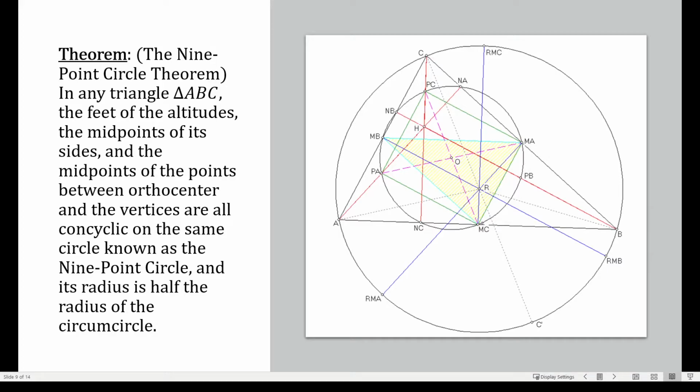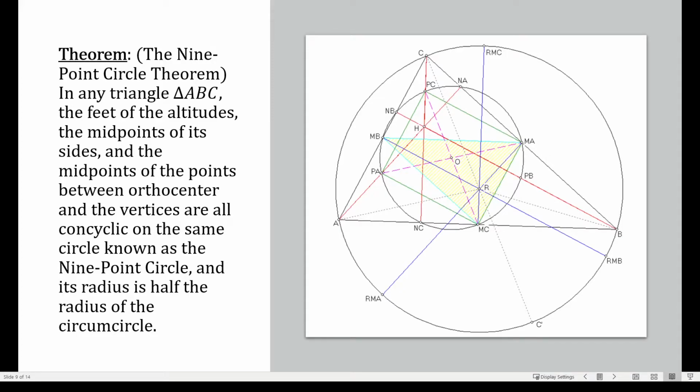Then since MA and MC are also midpoints of the triangle ABC, then MAMC is parallel to AC. So the line MAMC is parallel to the line PAPC. Then we can take the triangle BCH, and the midpoints of the sides will be MA and PC and PB. And we can take MAPC to be parallel to HB.